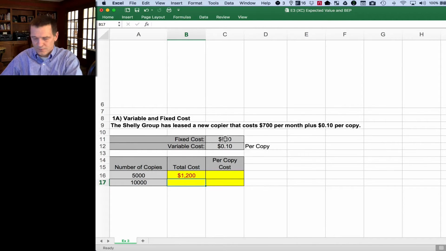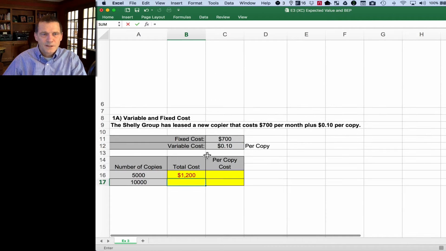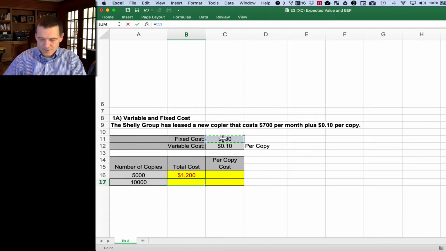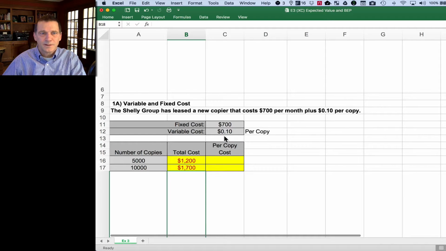So then we could do in the next one here for 10,000, it equals the fixed cost plus, wait a minute, something's not happening there. Okay, back up. All right, equals the fixed cost plus the variable cost times the 10,000. And we see $1,700 appear in there.